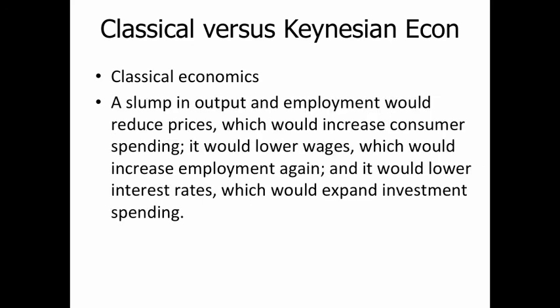So why do they think that the economy would correct itself? Well, essentially they think that prices and wages are flexible. And so if there's a decrease in output in the economy, so think of that moving into recession, therefore a decrease in employment, then prices would fall. And prices would fall because firms would want to increase production again.